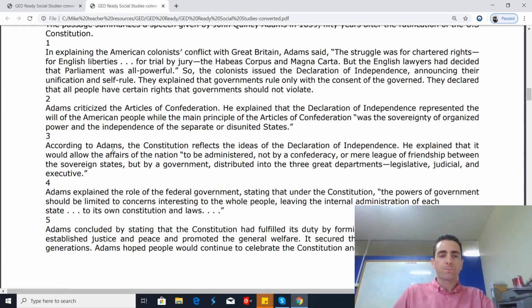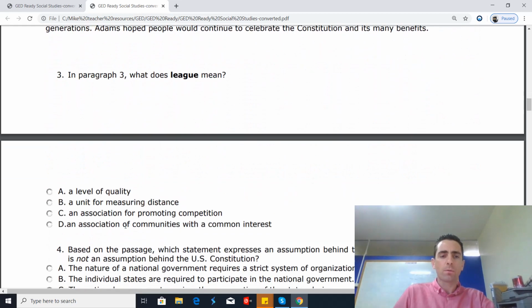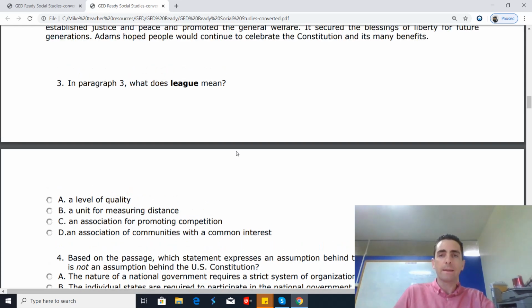And then we read closely. According to Adams, the Constitution reflects the ideas of the Declaration of Independence. He explained that it would allow the affairs of the nation to be administered not by a confederacy or mere league of friendship between the sovereign states, a league of friendship. Okay, but by a government. So what is a league of friendship? Level of quality? Probably not. A unit for measuring distance? Definitely not. An association for promoting competition? Probably not relevant. An association of communities with a common interest? Probably D. Let's see again.